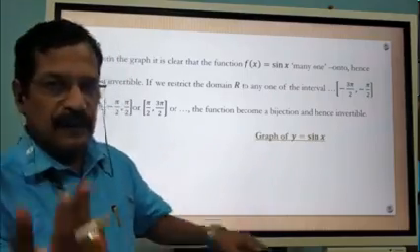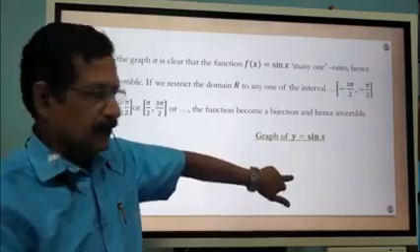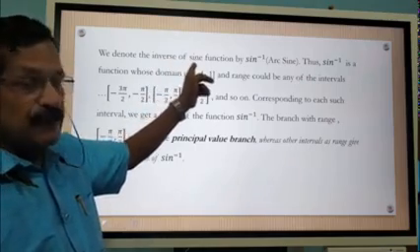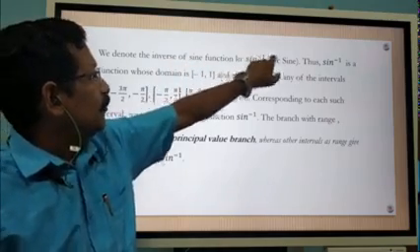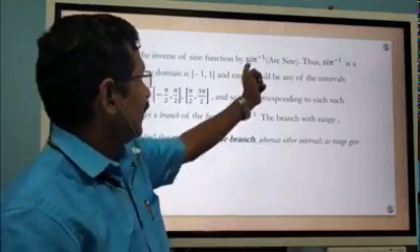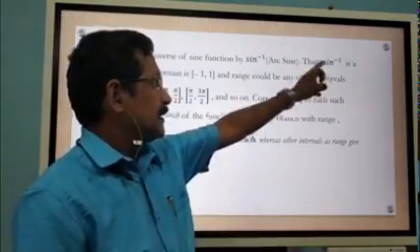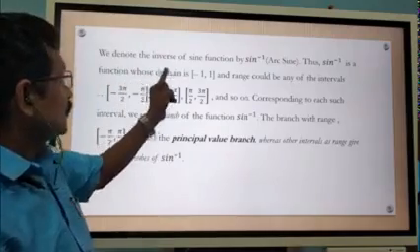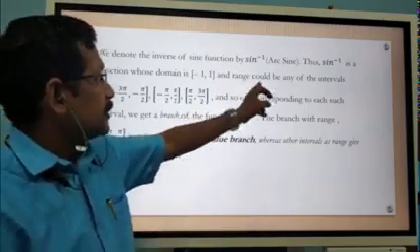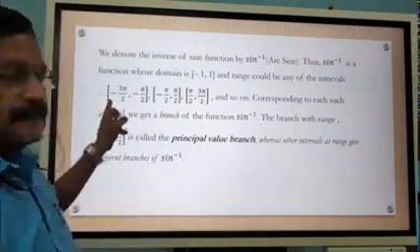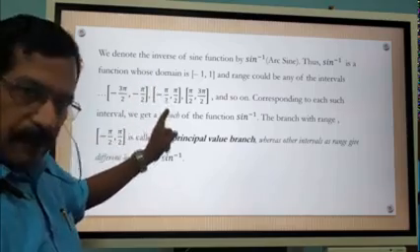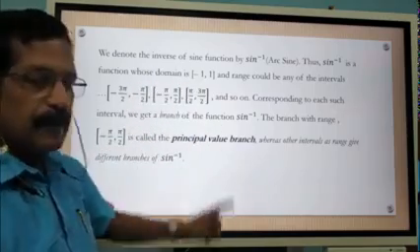Now, it is not necessary to see the graph of the sine function once again. We denote the inverse of sine by sine inverse, and another word for sine inverse is arc sine. Thus, sine inverse is a function whose domain is minus 1 to plus 1, and the range could be any of the sub-intervals minus 3 pi by 2 to minus pi by 2, or minus pi by 2 to pi by 2, or pi by 2 to 3 pi by 2, and so on.